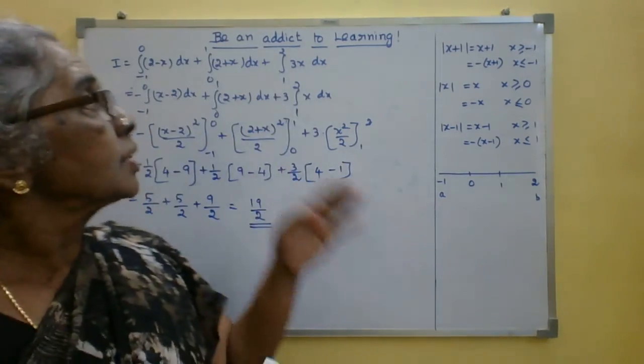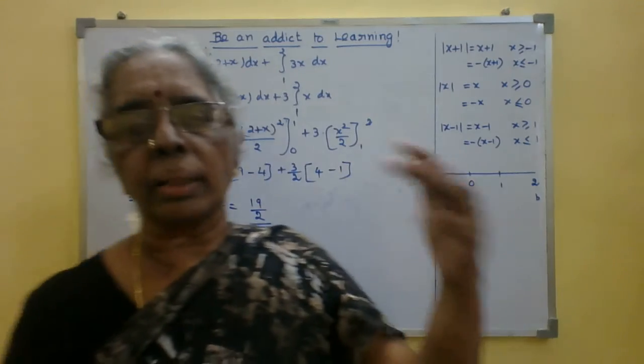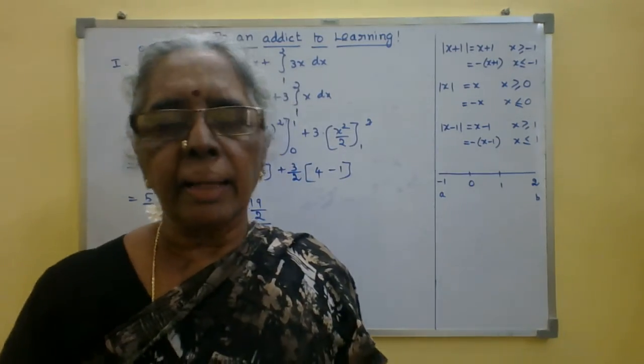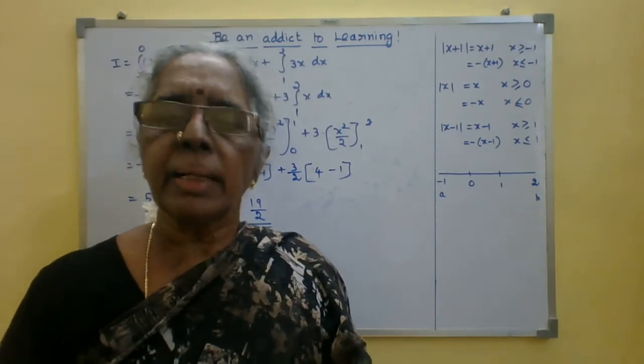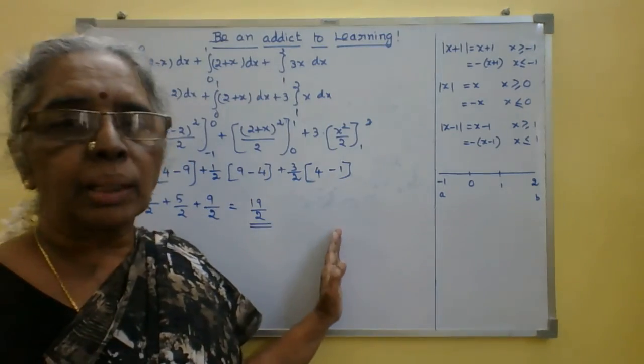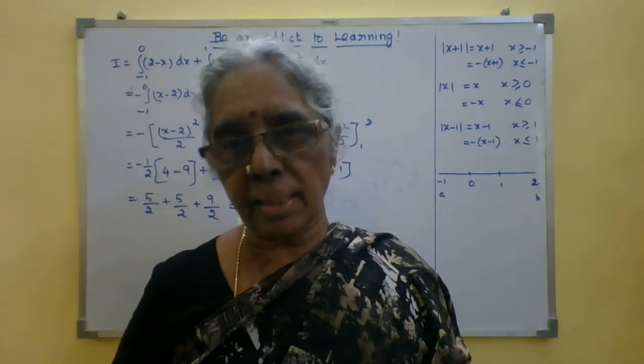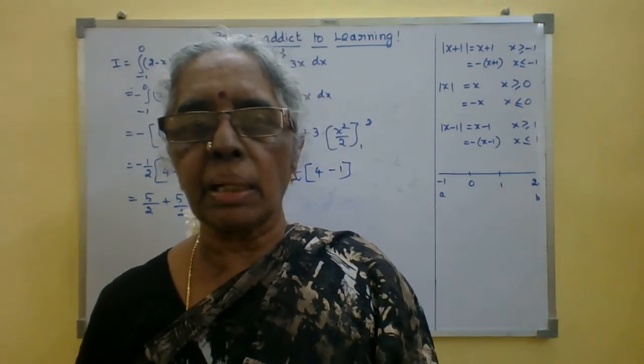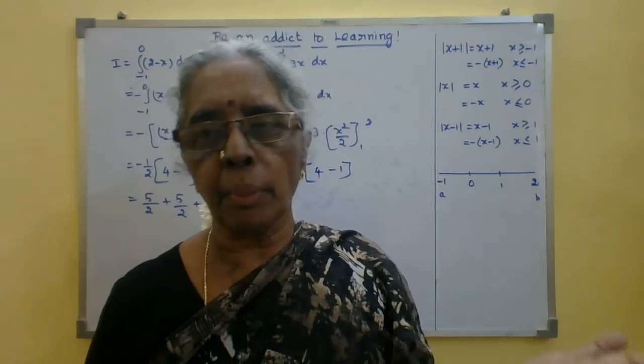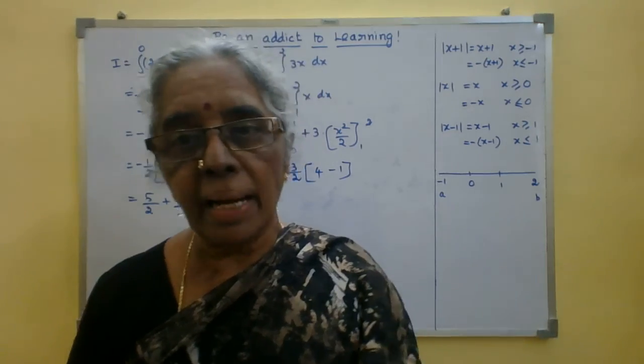Then you can split them into either 2 or 3 depending upon what you get, and each sum you have to take separately and then calculate. Whenever you calculate, substitute the limits and take the constants out so that the calculations become easy. Otherwise it will become a bit cumbersome. Okay. Hope you have understood this.